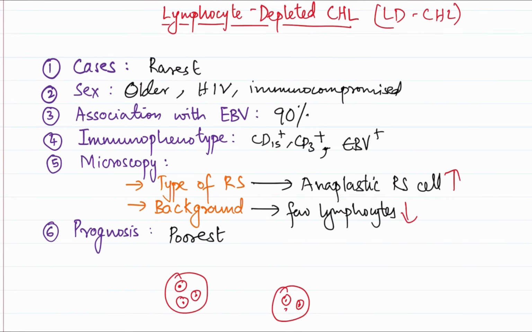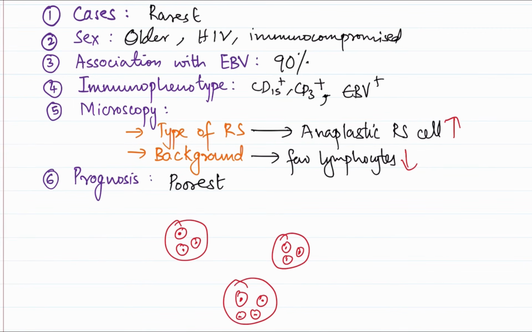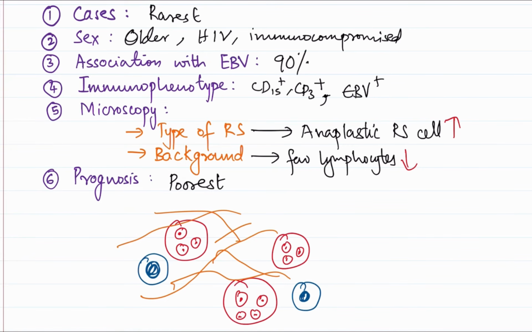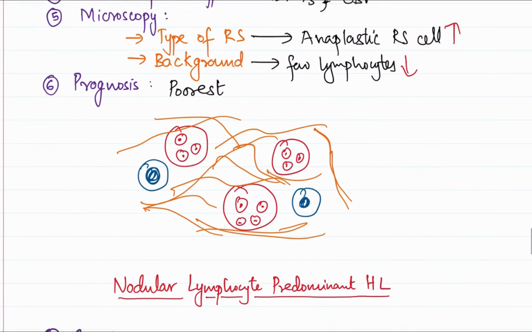Several anaplastic RS cells, and these cells will be surrounded by very few lymphocytes, and in between them there will be fibrous bands. There will be loose collagen bands. This will be the histologic feature of lymphocyte depleted CHL.